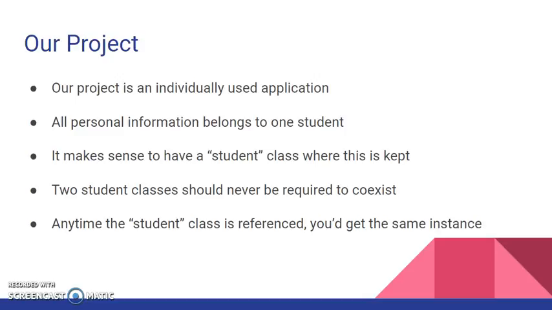Because of this, two student classes should never be required to coexist. And any time throughout the entire project that the student object or class is referenced, you would be using the same instance, and so it would eliminate a lot of the need for passing back and forth different parameters with information regarding the individual student.